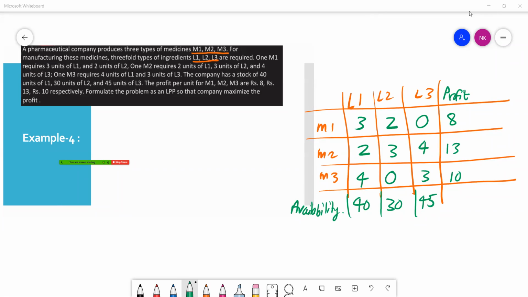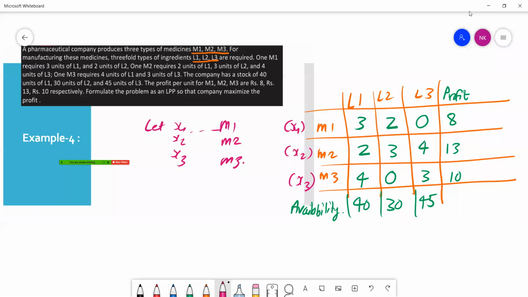Let's say that the company manufactures X1 units of M1, X2 units of M2, X3 units of M3. This is the default thing that you need to write: let X1, X2, X3 be the units of production for M1, M2, M3. They are all our decision variables. You can take any value. I have seen many of you take M1, M2, M3, or Y1, Y2, Y3, I1, I2, I3, but it's completely fine. You just need to mention, let so and so be the number of units of M1, M2, M3.